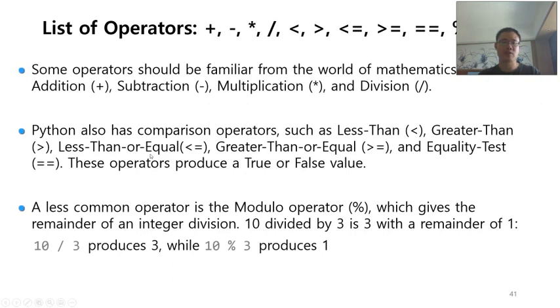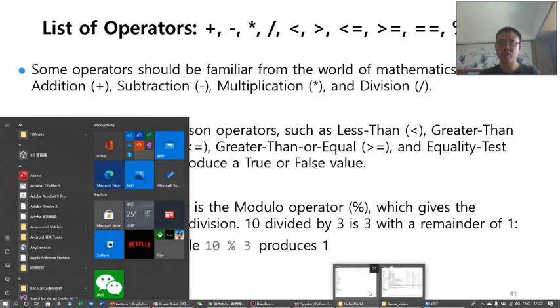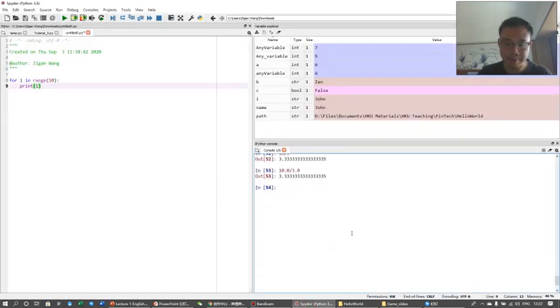Okay, we also have the less than or equal to, greater than or equal to, and the equality test. Remember that the one equal sign does not mean equal. It means we assign. For example, name equals John means that we assign the string value John to name. But the double equal sign means the equality test. It generates a Boolean value. For example, 5 equal to 5, you will get true. And 5 equal to 7, you will get false.